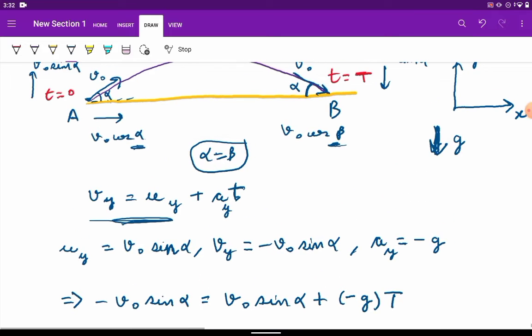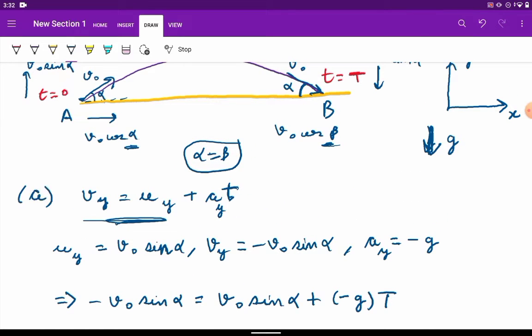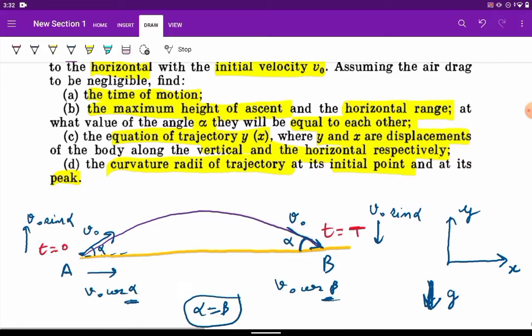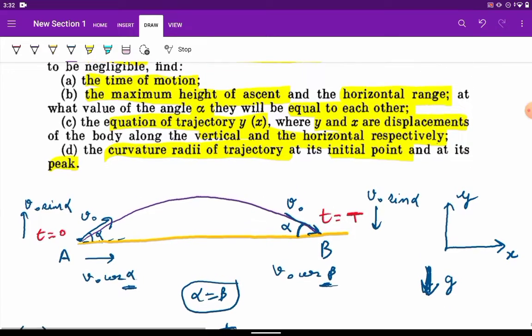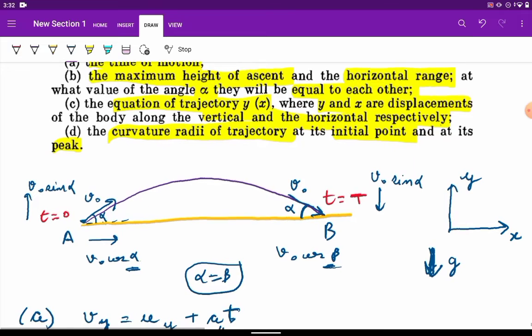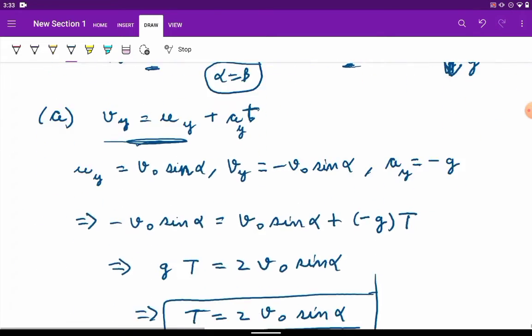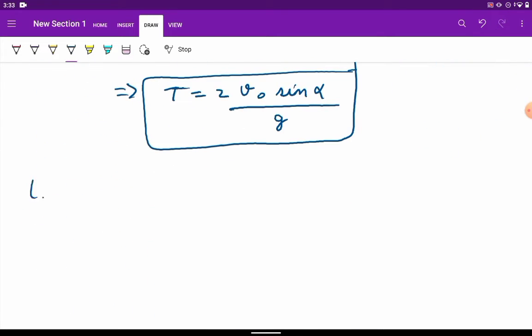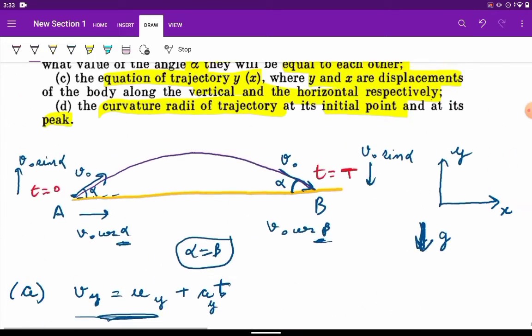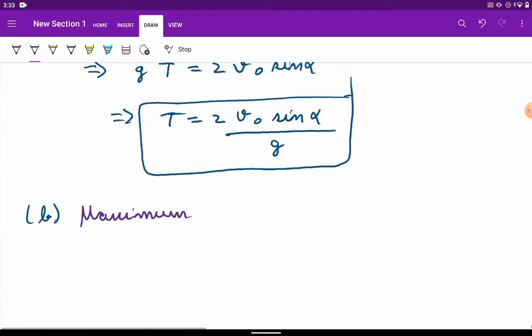Yeah, so basically this was your A part. Okay, this is done. B part is maximum height of ascent and the horizontal range, and of course for what value of alpha they will be equal to each other, that we can find after finding out the height and the horizontal range in terms of basically v naught, alpha and g. Okay, so let's first of all go for the maximum height of ascent, right?